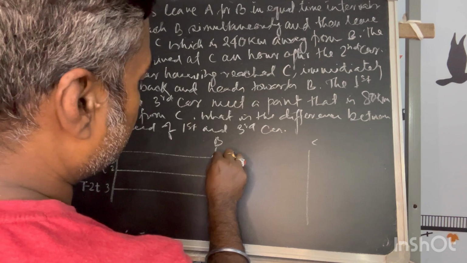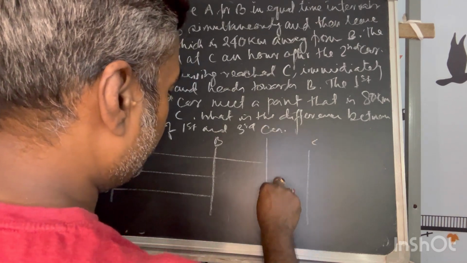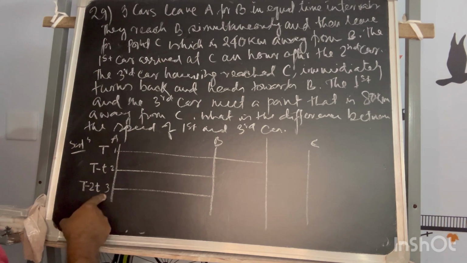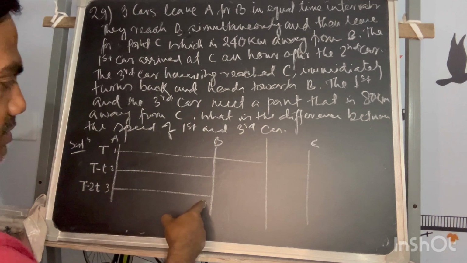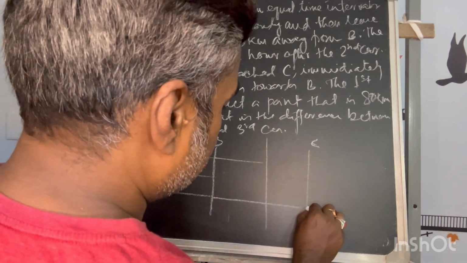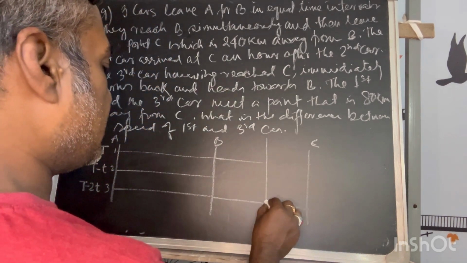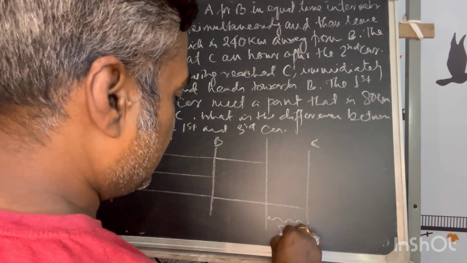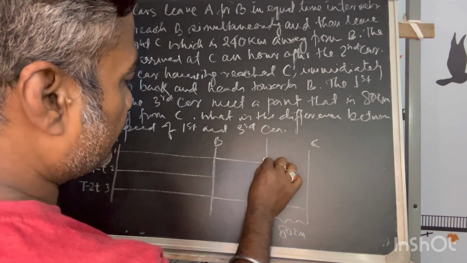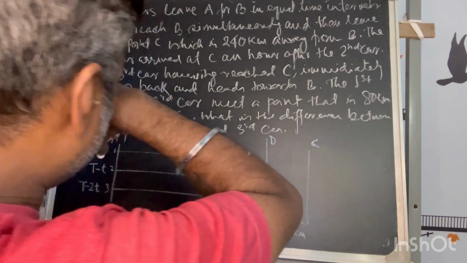Then they start from B towards C. The third car has the highest speed, so he will reach C earliest, because even after starting last, he has reached B simultaneously. After reaching C, he comes back and meets the first car somewhere which is 80 kilometer from C. So the first car might have reached D on the forward journey, and the third car will catch up on the return journey. Let's say this is D. So this is the scenario.